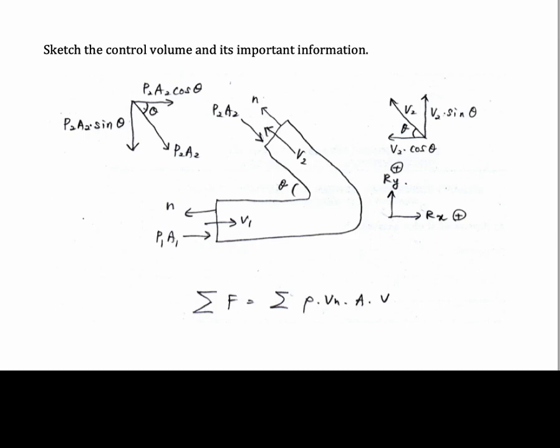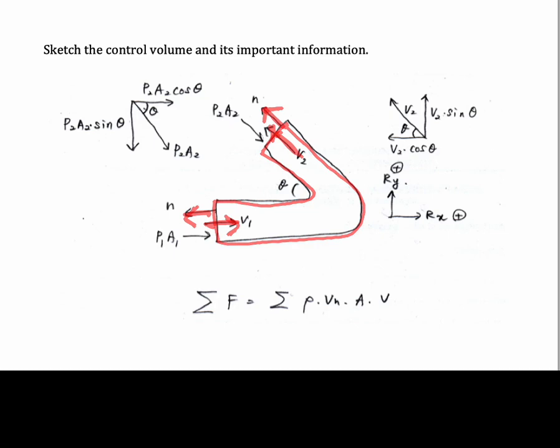So we need to draw the control volume. It is simple. This is the control volume, because the water is being deflected into a certain angle. So we draw the velocity, the real velocity, is here. And then this is the n direction.